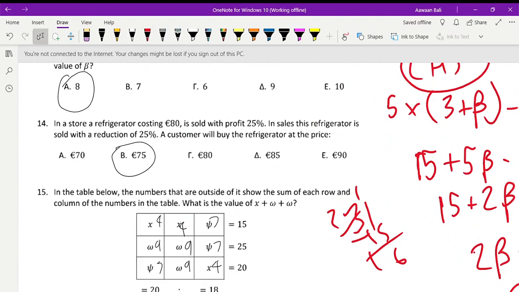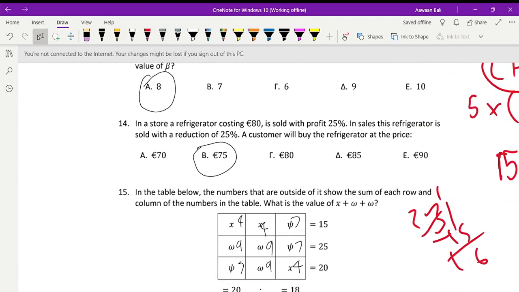Now, question number 14. In a store, a refrigerator costing €80 is sold with a profit of 25%. In sales, this refrigerator is sold with a reduction of 25%. A customer will buy the refrigerator at what price? So first we can just do the normal percentage method, and then I can show the formula.